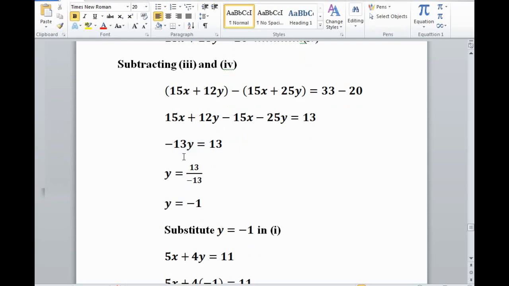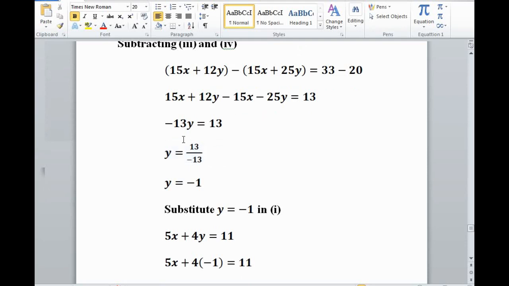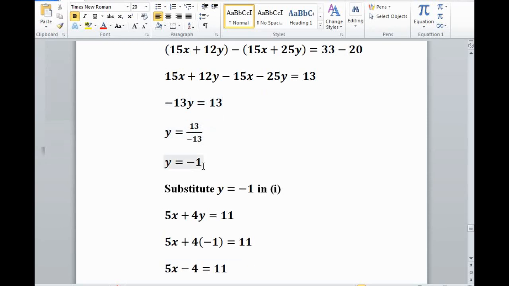And now to find y, let's divide both sides of this equation by negative 13. So on the left side, we will cancel out negative 13 by negative 13. And on the right side, we have 13 upon negative 13. So if you divide 13 by negative 13, we get negative 1, which is the value of y.